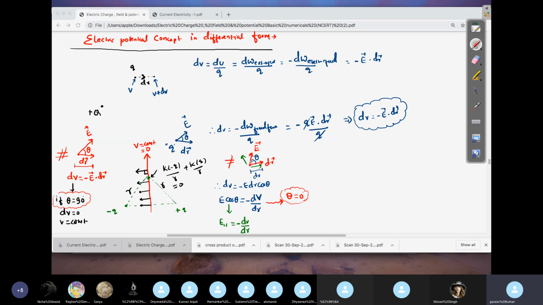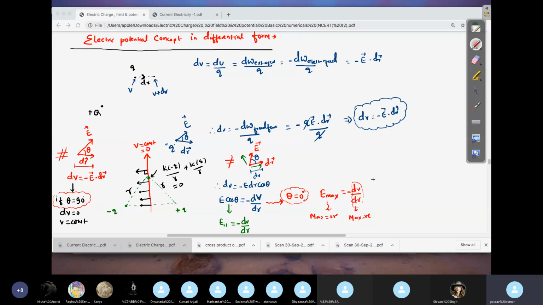So let's see what will happen with the 0 degree case here. This will become E cos 0. This cos theta will be maximum, so you will get E max, equals minus of dV by dr. It is a maximum positive value. So what happens? This dV by dr will be maximum negative. Then negative will become positive.